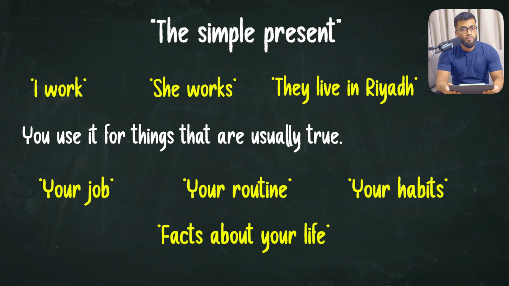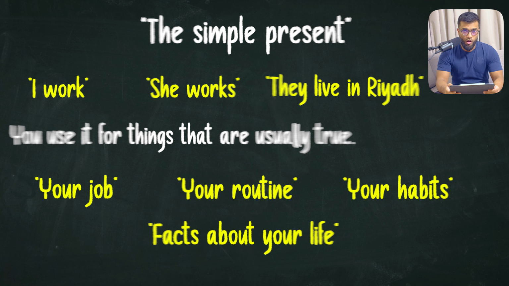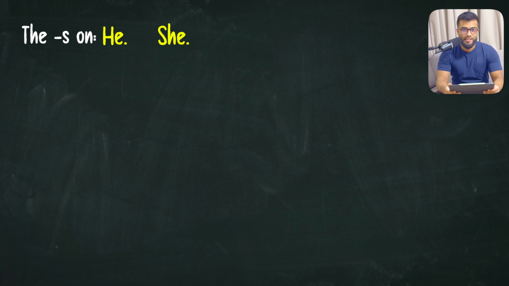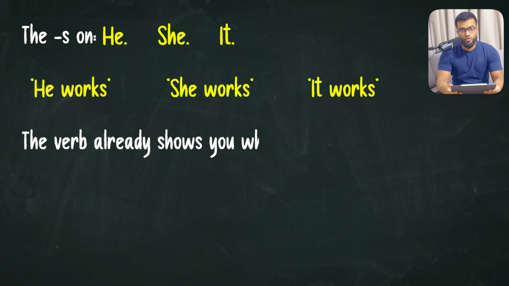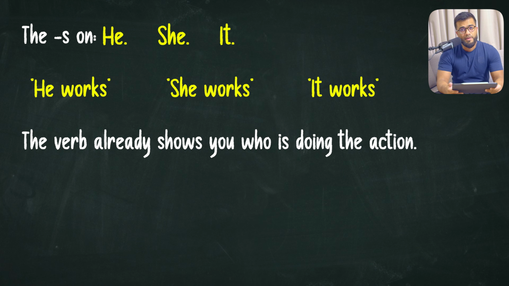But there is one part of it you keep getting wrong. The S on he, she, and it. He works, she works, it works. In Arabic, which is your first language, the verb already shows you who's doing the action. The information is inside the word. You don't need to add an extra sound at the end. In English, you do. In English, it's different.